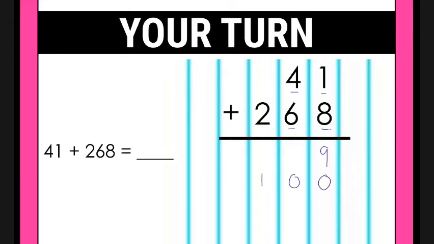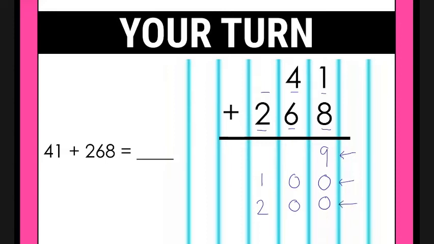Now I'm going to look in my hundreds, and I'm going to add 0 plus 2, 200. 0 plus 200 equals 200. So write it with me right underneath your tens. So this one was the ones, this one was the tens, and this one was the hundreds.